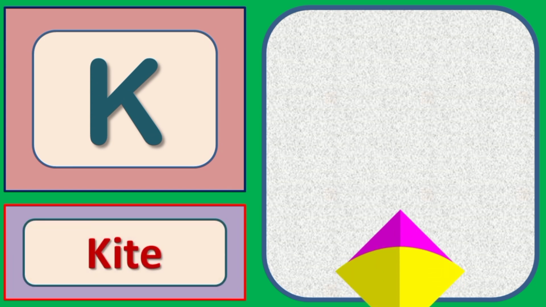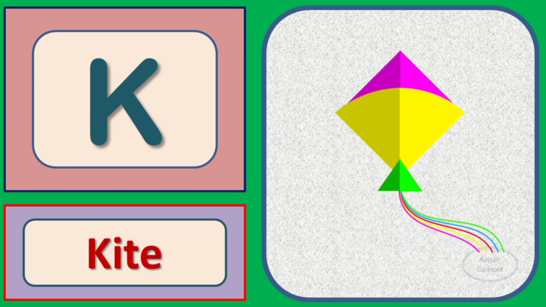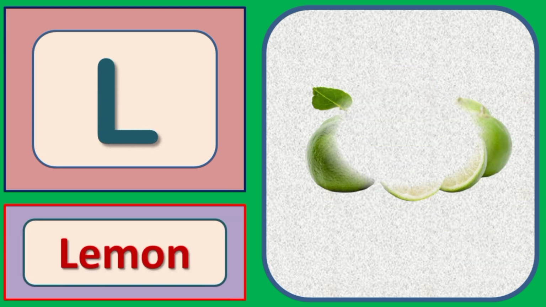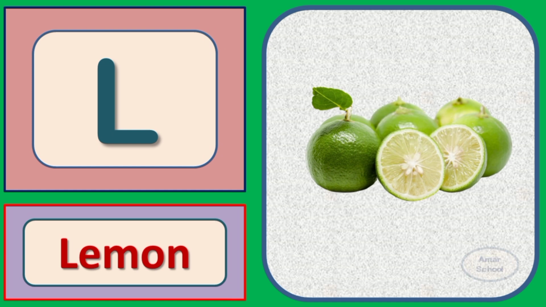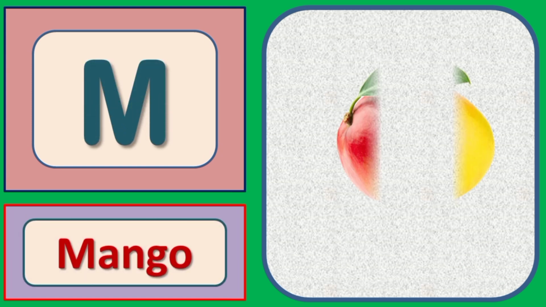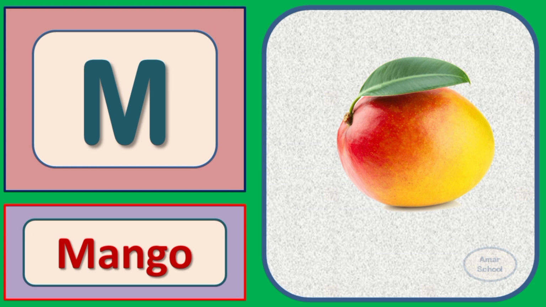K for kite. This is kite. L for lemon. This is lemon. M for mango. This is mango.